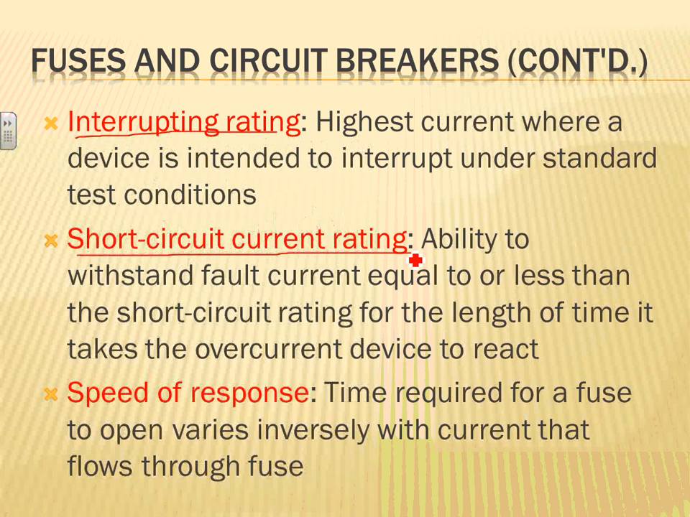Interrupting rating is for circuit breakers. And typically, if you have a 4,000 amp switchgear, and it's an 85,000 interrupting rating, that interrupting rating of the circuit breaker and the withstand rating of the equipment is typically the same.